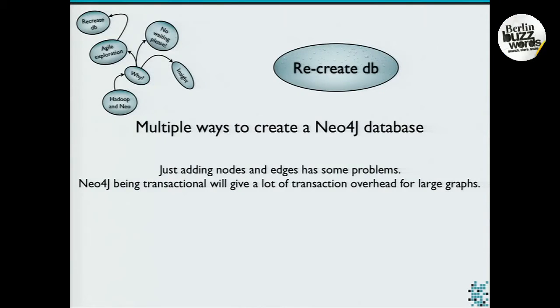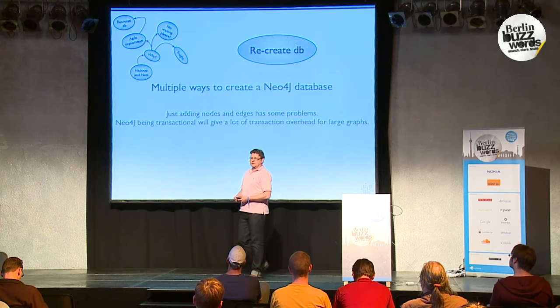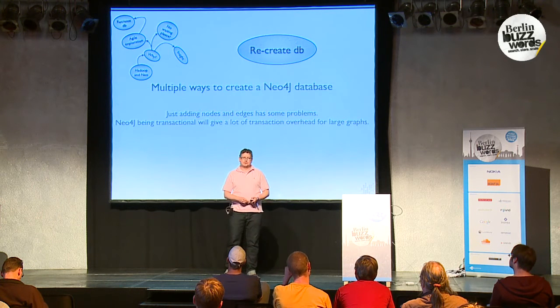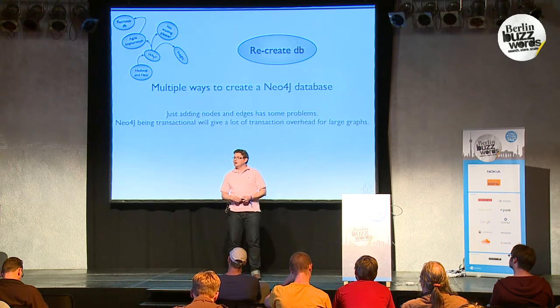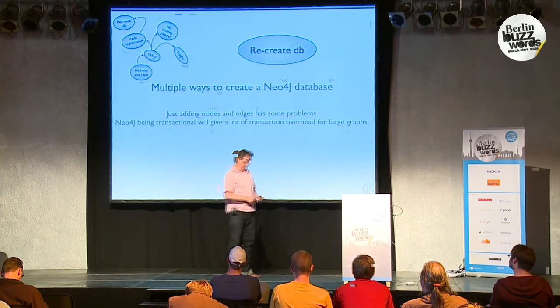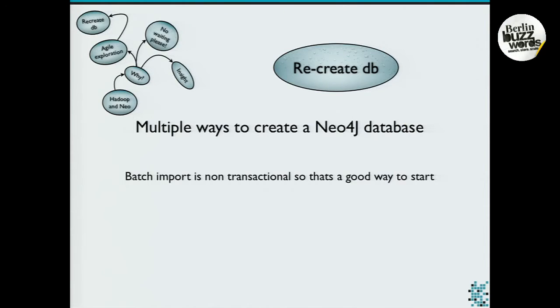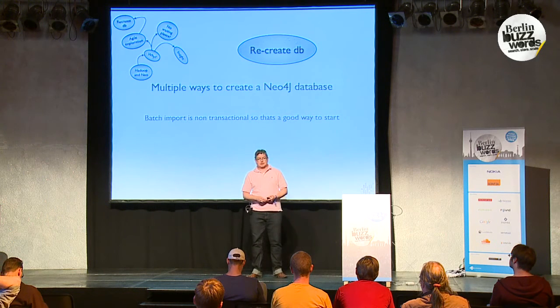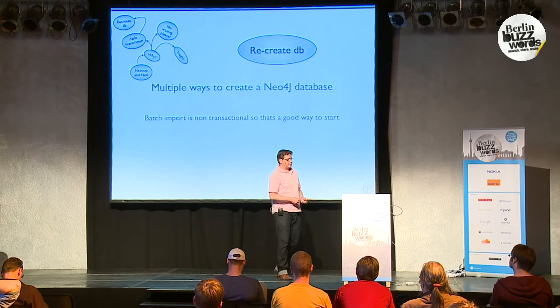First, the more normal way of creating a database is just adding nodes and edges one at a time. But Neo4j being transactional, that has a lot of transaction overhead. Every node you insert, and with the 30 million nodes we wanted to do, that was a lot of overhead. So that's not a good way to do it. The batch importer, there they have left out the transactional part, so the overhead is less. So that was a good way to start. So first we started with the normal batch importer.